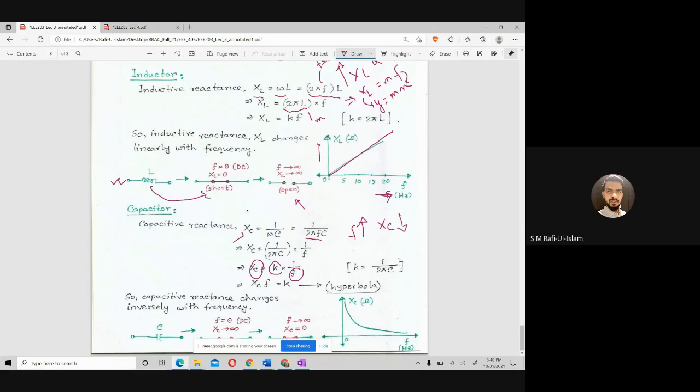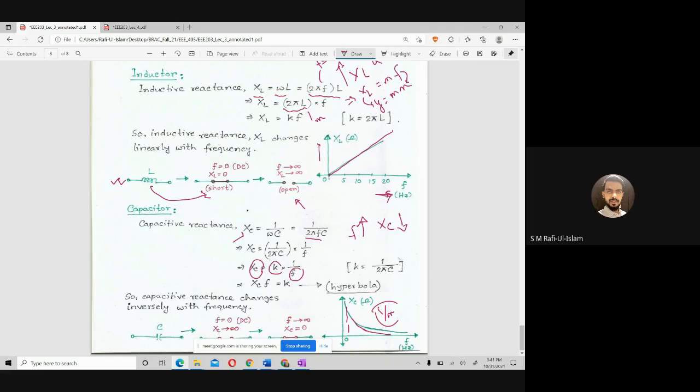What does it mean? At high frequency, the reactance of the capacitor will decrease, means the capacitor cannot prevent much. But at low frequency the capacitor will be so strong, means the impedance of the capacitor will be high, because we have the inversely proportional relation. If I plot the relation with respect to frequency, at low frequency the reactance is very high, and then it will decay like this, because this is the graph of 1 upon x. So this is one of the cases.